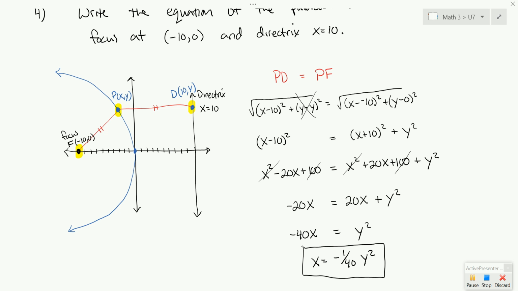y minus y is nothing. It's 0. So we can cross that out. y minus 0 is just y. Here on this one, I use the shortcut going from my x minus 10 squared to the trinomial. Okay. Any questions on this one? I'll leave it here for a second for you guys to compare yours.